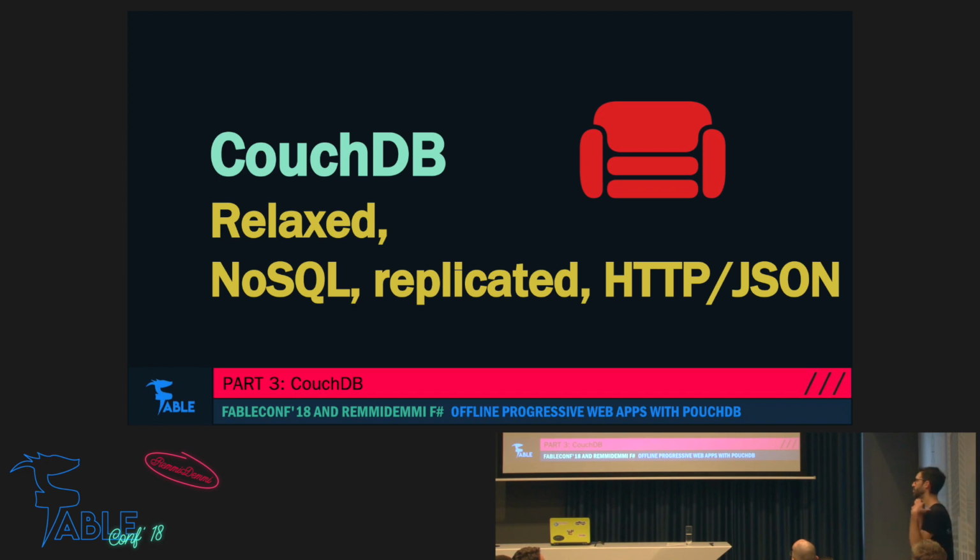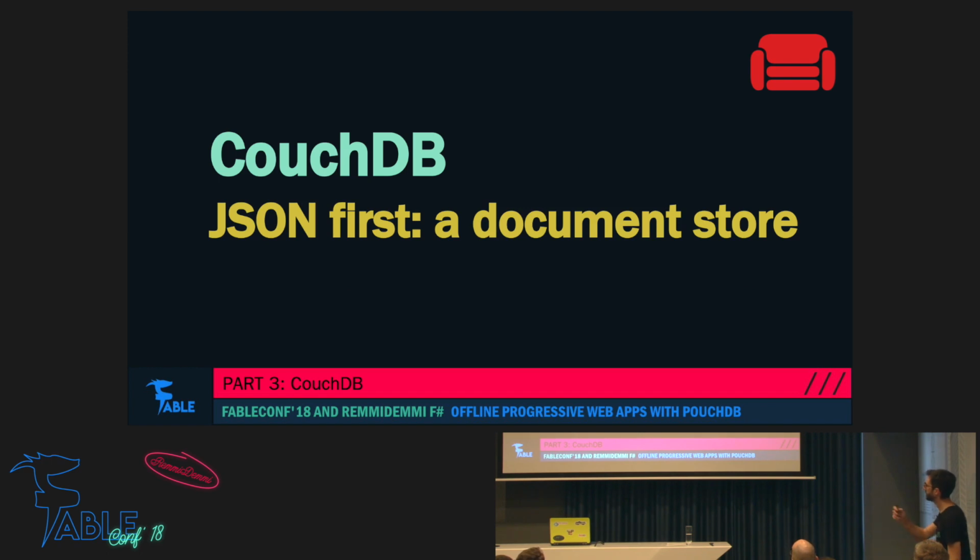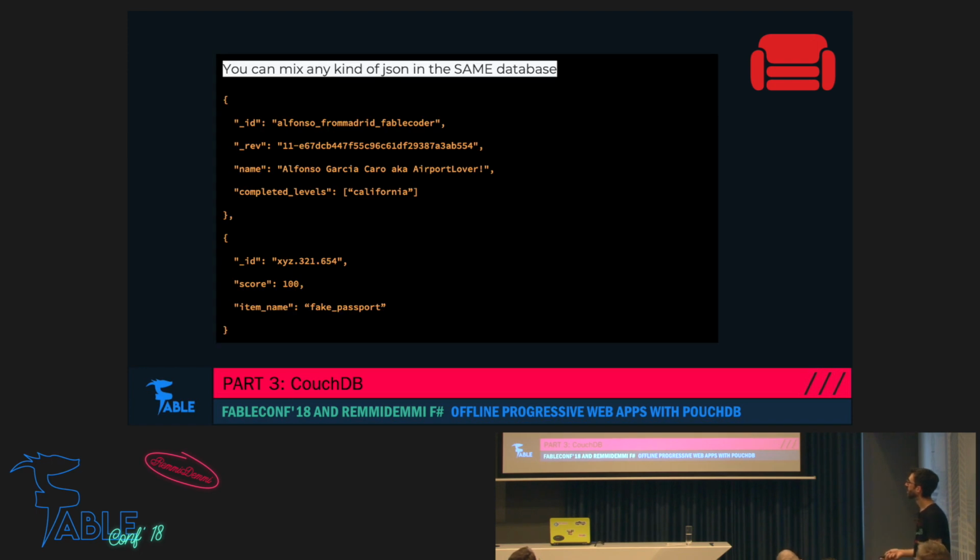It means that you are going to be able to store data. It's a data store, in fact. Very easy. It's JSON first because you will only store JSON objects. In a CouchDB database, you can mix whatever JSON you want. For instance, I can create a user database, and there I will be able to store all kinds of JSON, whatever type. For instance, here I've got this JSON object, and here I've got another one. So you can see the type is different.